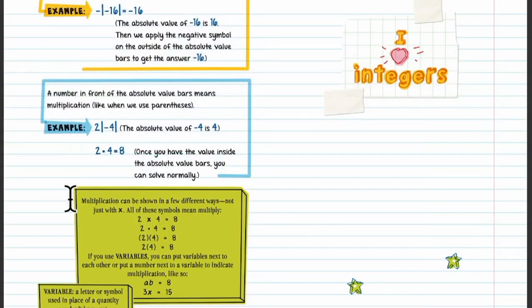Now this changes everything. That's what it says down there. Okay, here it says example: the absolute value of 16 is 16. Then we apply the negative symbol on the outside of the absolute value bars to get the answer -16.